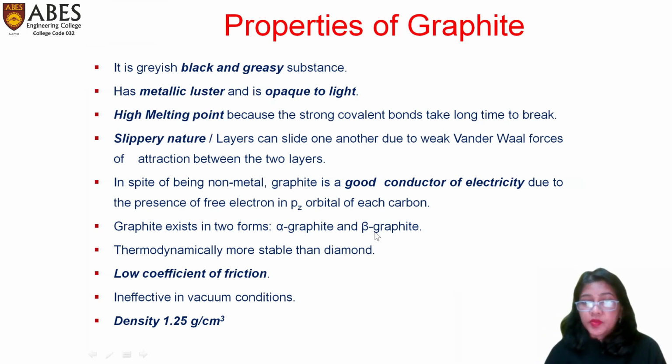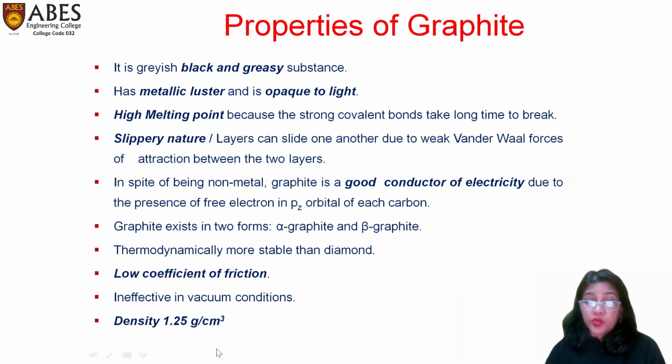Here, the difference between the two is that alpha graphite has the basic structure of AB form, like the first layer starts from one position and the second layer starts from another position, and then the third layer will start from exactly the position where the first layer exists. Similarly, for beta graphite, the first layer starts from position 1, the second layer starts from position 2, the third layer starts from position 3, and then the fourth layer starts from position 1. So the arrangement of the layers in different ways results in the formation of alpha graphite and beta graphite.